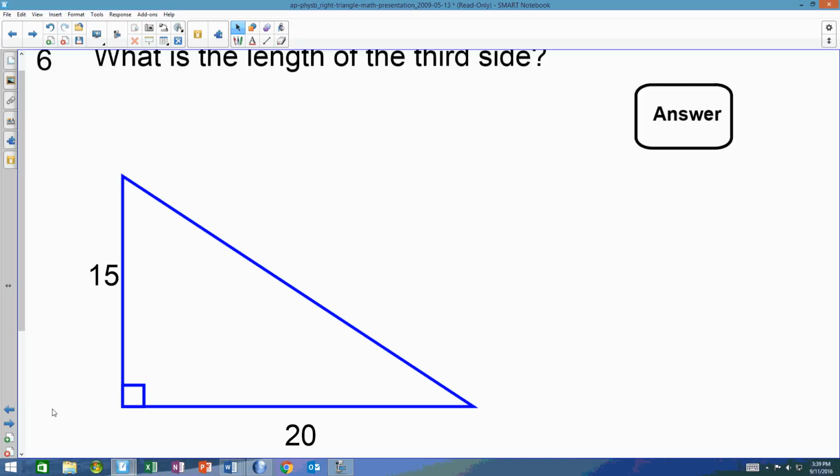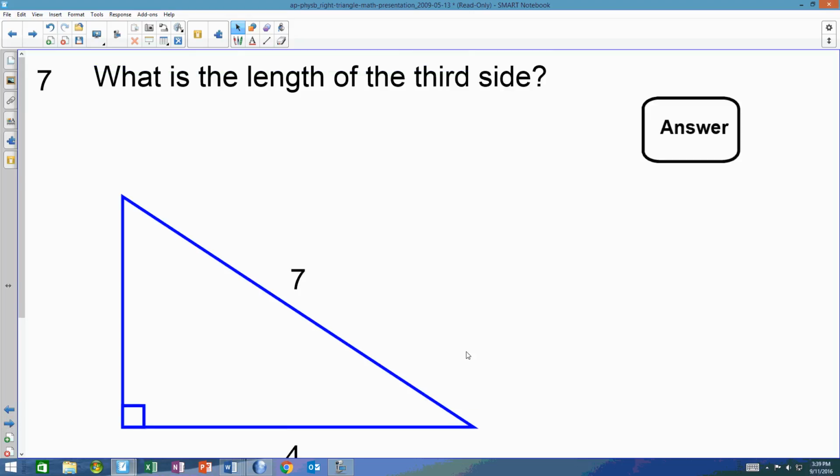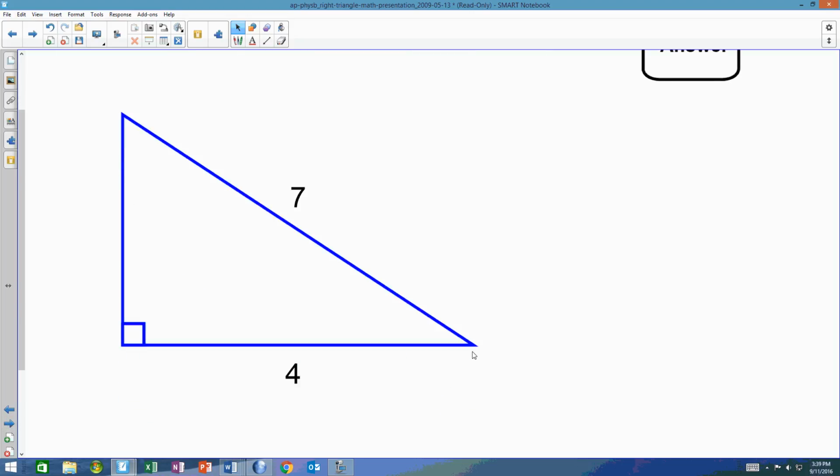What is the length of the third side? Okay, if you need more time, pause the video. You should have gotten 25. That was actually a 3, 4, 5 triangle. Okay, take a look at this one.